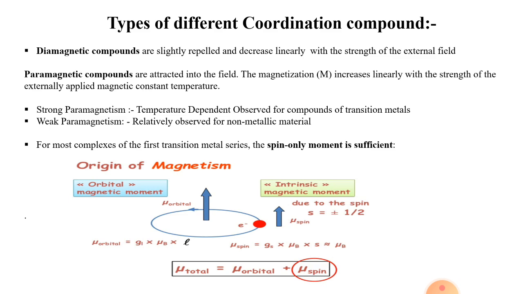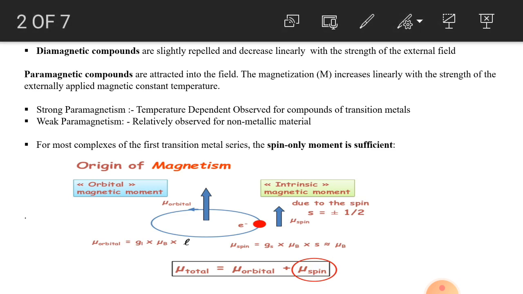magnetism is observed as temperature dependent, and weak paramagnetism is observed for the non-metallic compounds. Regarding the origin of magnetism in compounds, there are two types of behavior of the electrons around the metals in a coordination compound. That is the orbital moment as well as the spin orbital moment.